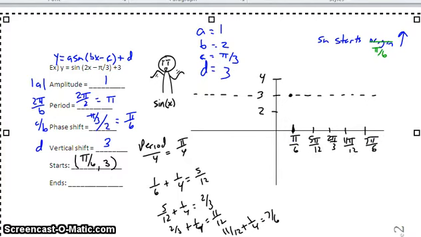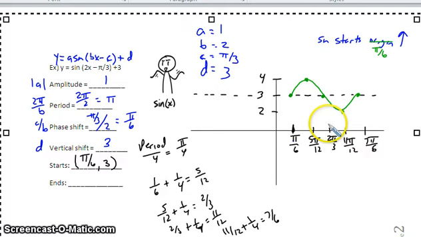So now when I make my graph, here was my starting point. I'm going to go up to the top of the amplitude at my next one. Then I come back down to the middle here. Then I go to the bottom of the amplitude at the next number on the x-axis, and then I go back up here. So one period of the graph will look like this.